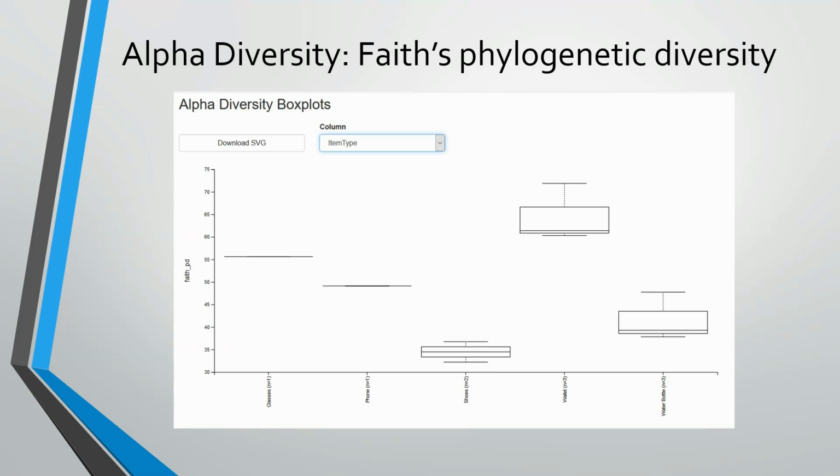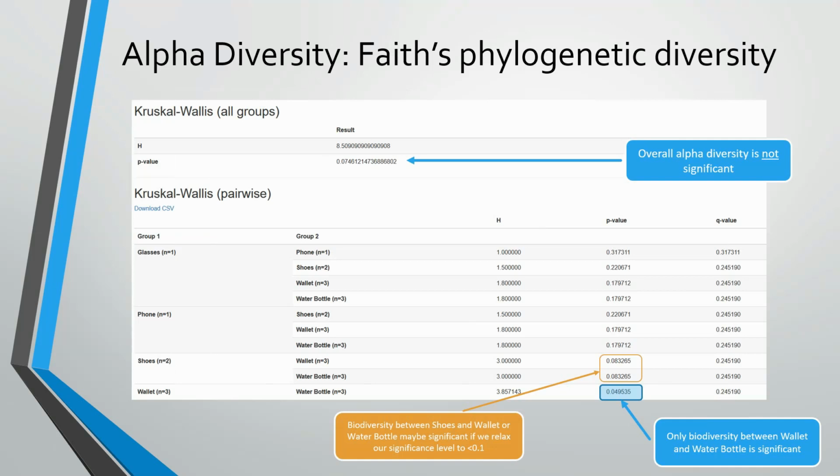This is the result for the Faith diversity, the box plot, and the p-value. Note that the overall p-value is 0.07, so it's not significant, as we'll use 0.05 as the benchmark. In all the analysis, bear in mind that our sample size is really small. When we look at the pairwise comparison, between wallet and water bottle it is just below the 0.05 benchmark, which is borderline. So there's probably more alpha diversity between the wallet and the water bottle. Some people may choose to relax the threshold and accept it, but in our case the sample is really small, so don't worry about that.